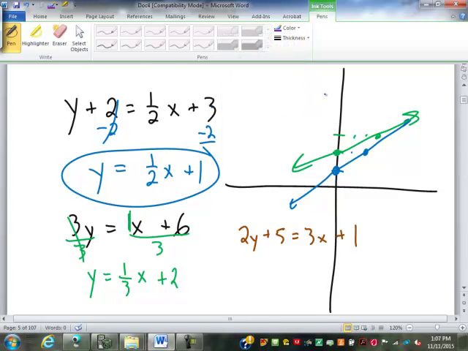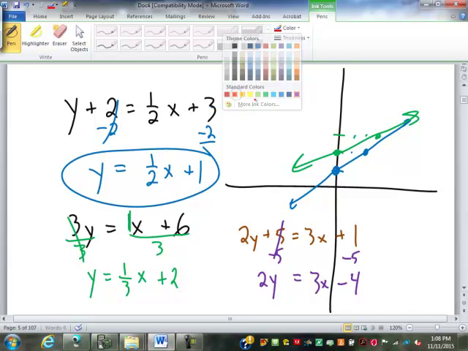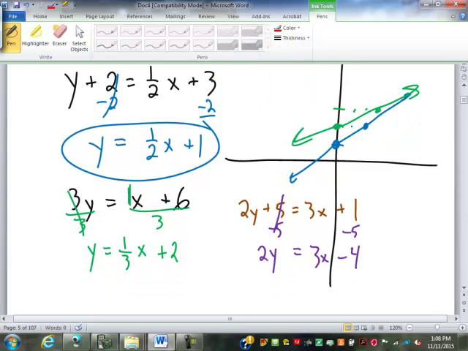So looking at this one, 2y plus 5 equals 3x plus 1. What's different there? So the first thing I'm going to have to do is subtract the 5, right? Giving me 2y. Now when I add or subtract, I only have to do it to one piece on each side. So where am I going to subtract 5 from? Positive 1. So this is still 3x. 1 minus 5 is a negative 4. Now what? Divide by 2.